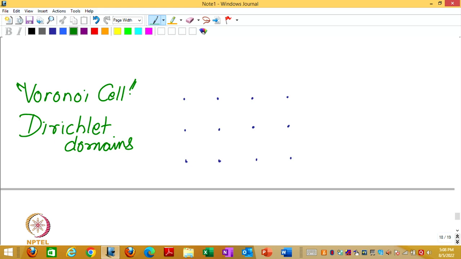For a Voronoi cell, you select any given lattice point as your favored point. Then you draw a line from that lattice point to the nearest lattice point, whatever you find. Then you draw a perpendicular bisector.